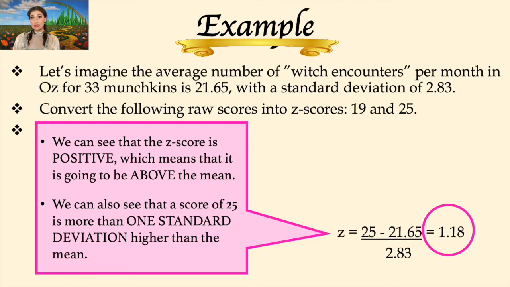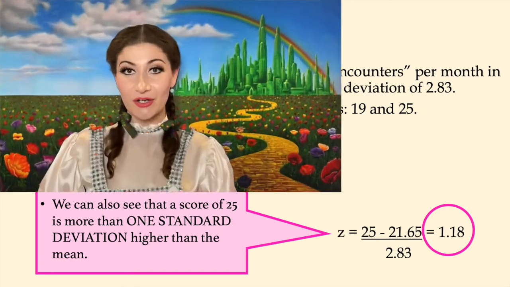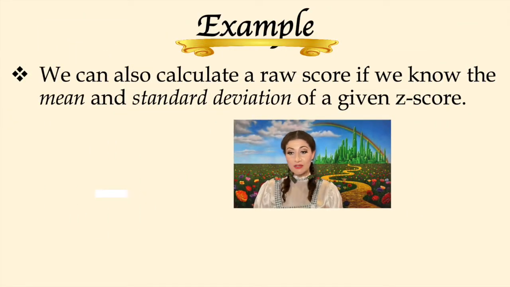Similarly, we can see that a z-score that's positive is going to be above the mean. So a raw score of 25 is more than one standard deviation, but to the other side, above the mean, because it's going to be higher. We can also calculate a raw score if we know the mean and the standard deviation of a given z-score.